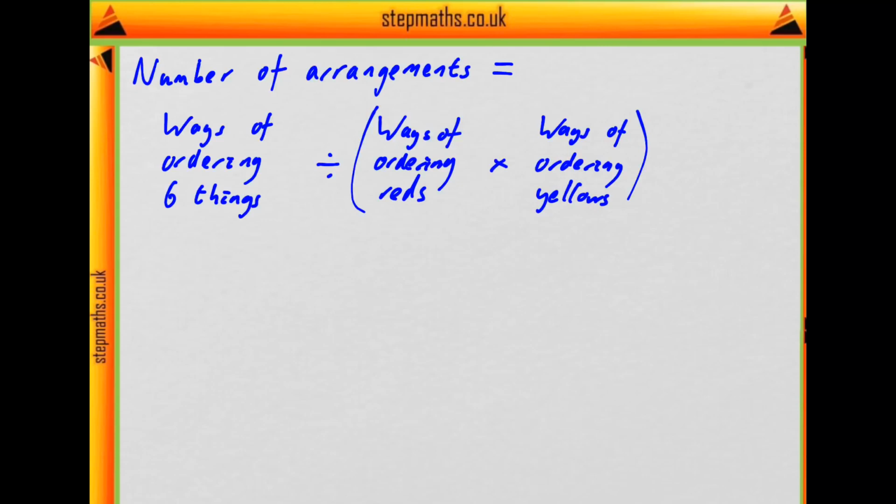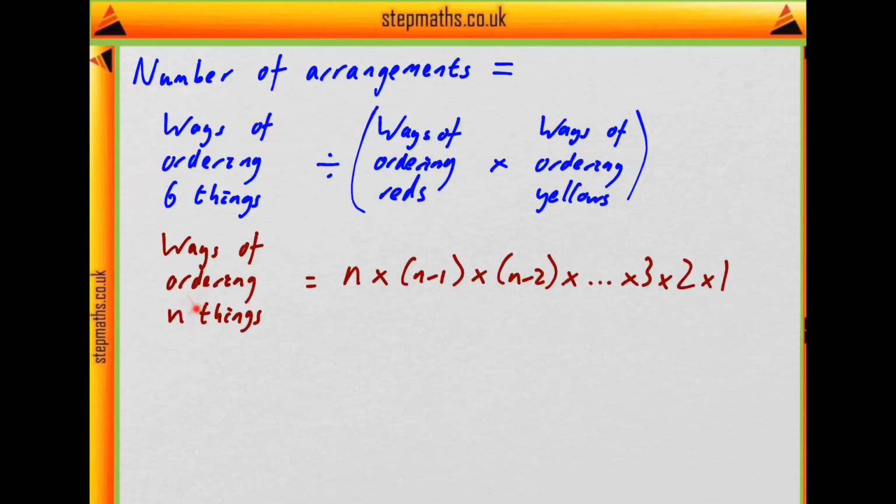When I talk about the number of ways of ordering, let's talk about this term first, the number of ways of ordering 6 things. If I'm just ordering, say, n things, so n is any number, what's the number of ways of doing that? Well, it's actually the product of all the numbers up to n, so 1 times 2 times 3, etc., all the way up to n. I've written this the other way round.